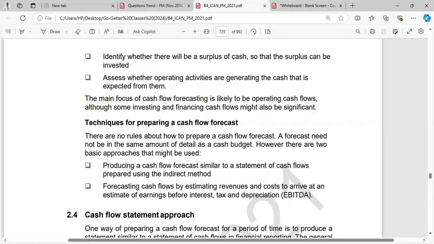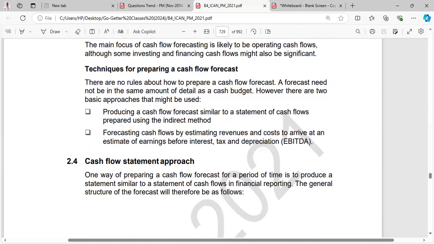Techniques for preparing a cash flow forecast. There are no rules about how to prepare a cash flow forecast. A forecast need not have the same amount of detail as a cash budget. However, there are two basic approaches. One, producing a cash flow forecast similar to a statement of cash flow using the indirect method.